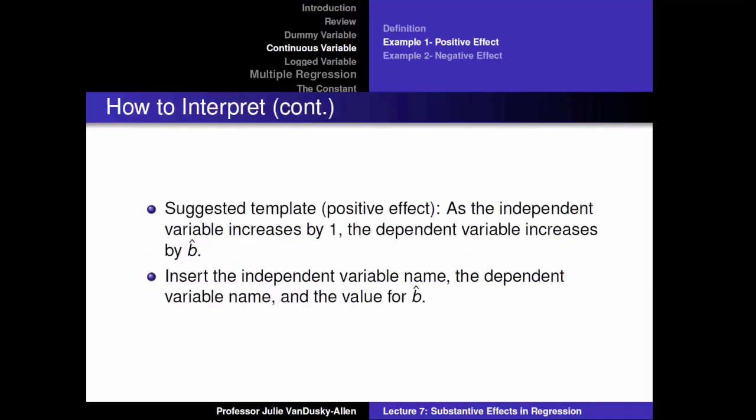Here is a template you can use to interpret the positive coefficient for a continuous variable with the linear effect. As the independent variable increases by 1, the dependent variable increases by the value of b hat. Make sure to insert the independent variable name, the dependent variable name, and the value of b hat.